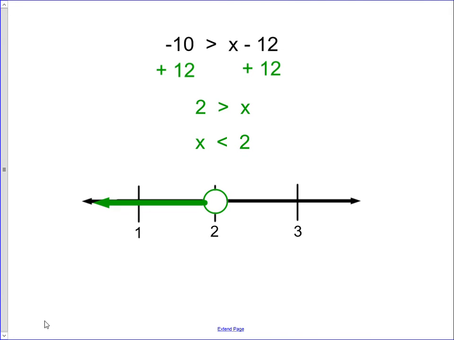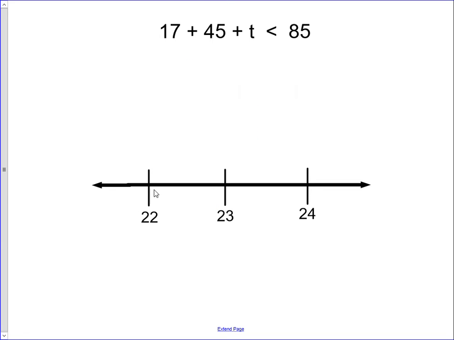One final example for us today, and I just kind of threw this one in because it's just a practice on combining some like terms. On this one, it looks like a two-step, but once we combine our like terms, okay, because there were 3 terms over here, and if there's 3 terms, we need to check to see if we can combine. Well, there's no other variable term than just t, so I'm going to bring the t down. I'm going to go ahead and combine, which means to add the 17 and the 45. So that's going to give us t plus 62 is less than 85.